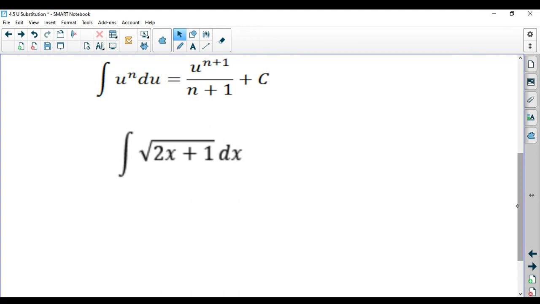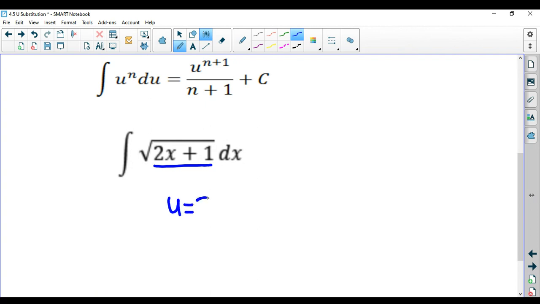So see this 2x plus 1, and notice that's an inside function. That's usually what you're going to make u. And by making u, you just make it u. You say, all right, let u be 2x plus 1.